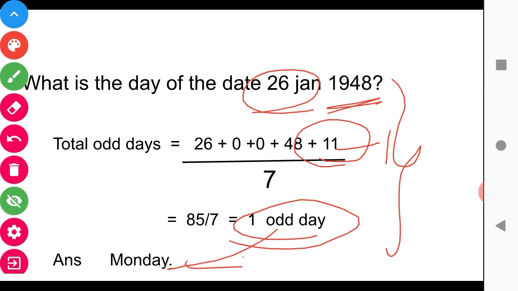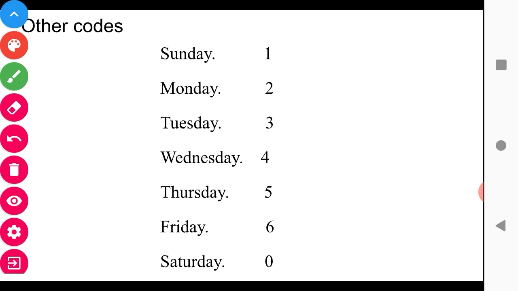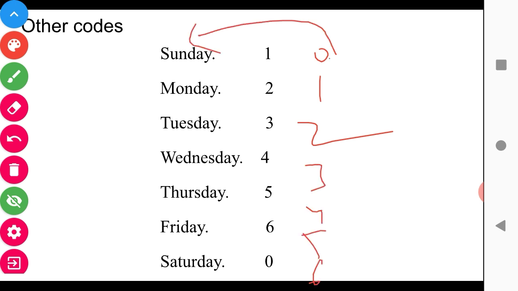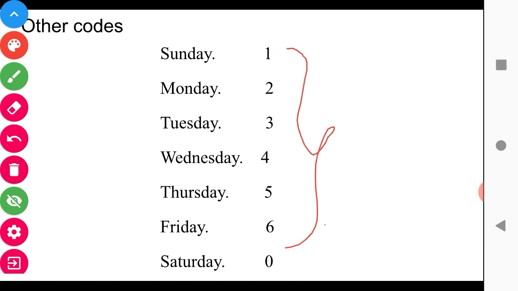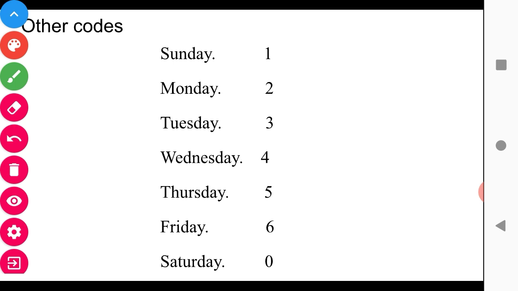Now we have another doubt: someone may use other codes like this. Instead of the day codes we previously took, 0 1 2 3 4 5 6, where 0 is Sunday, as we have calculated until now, someone may use these other day codes, and further they get month codes like this. So how are we getting these day codes and these month codes? I will explain these in another video.